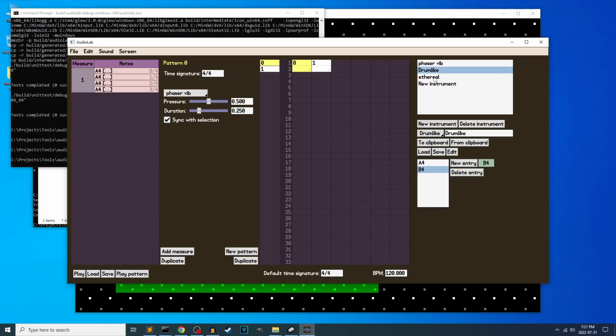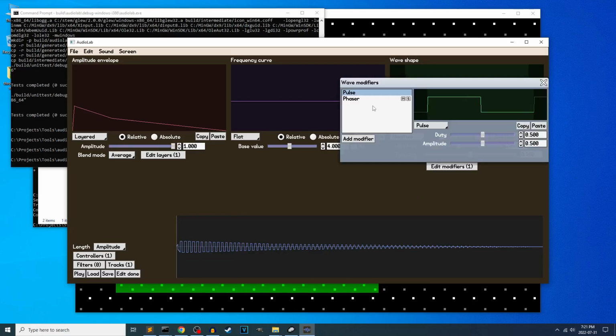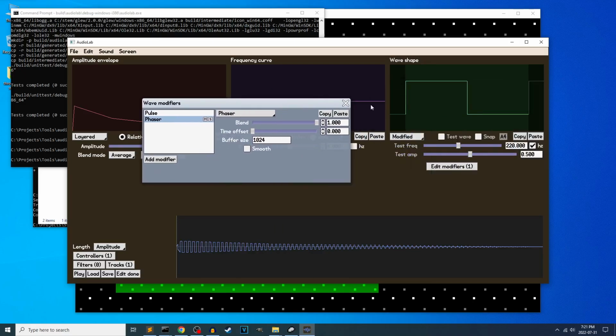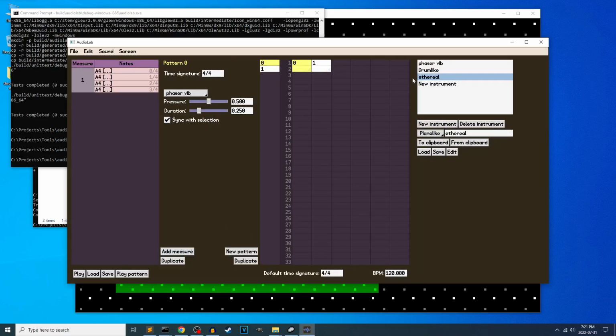And then that didn't make it in. That's just a pulse wave with a phaser on it. Okay, pulse wave with phaser. I was just experimenting with that, and that's just the default instrument. You know, messing around with other instruments, thought I would do something, but didn't get very far.